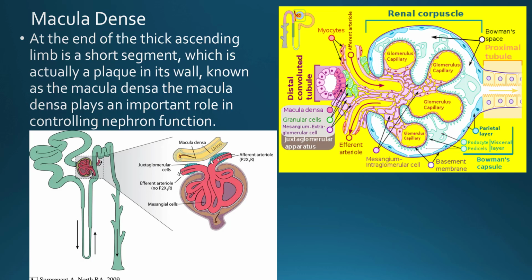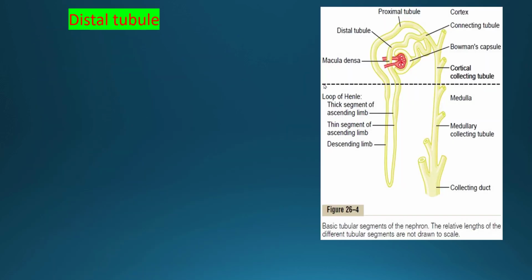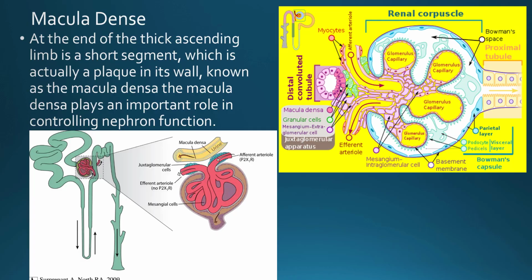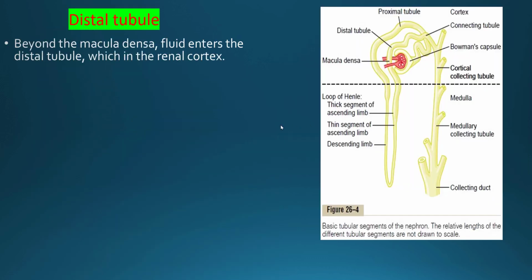This area is called the macula densa, and these are actually plaque cells in this tubule. This apparatus consists of the macula densa cells, the granular cells, and the mesangial cells, and it is also called the juxtaglomerular apparatus. Granular cells contain renin. Distal tubule: beyond the macula densa, fluid enters the distal tubule, which is in the renal cortex.